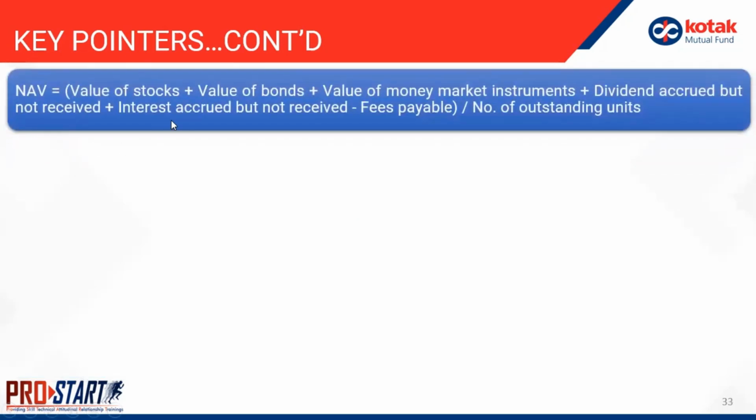NAV, we saw what it is: value of stocks plus value of bonds, value of money market, dividend accrued but not received, interest accrued but not received, minus fees. All of this divided by the number of outstanding units will give you your NAV.